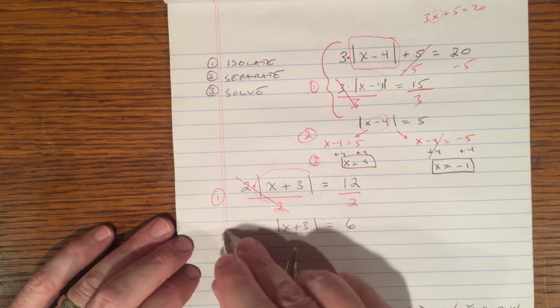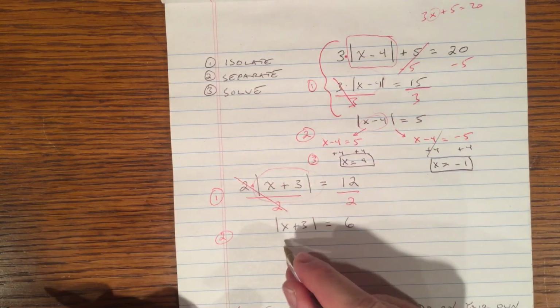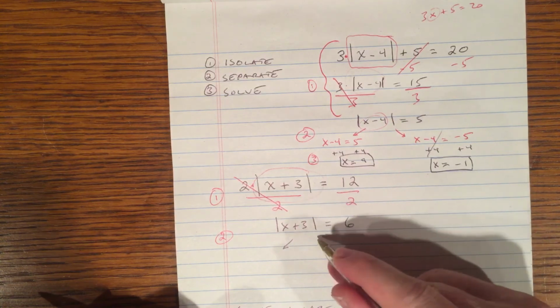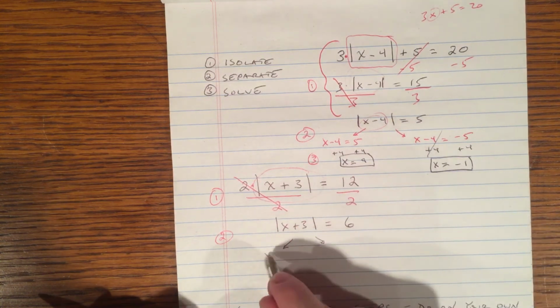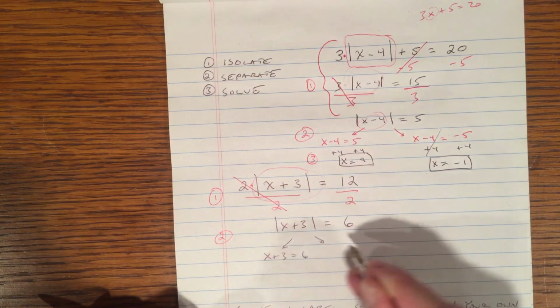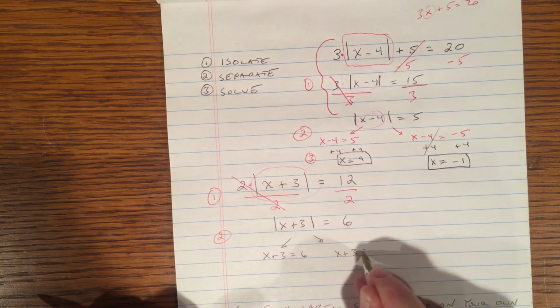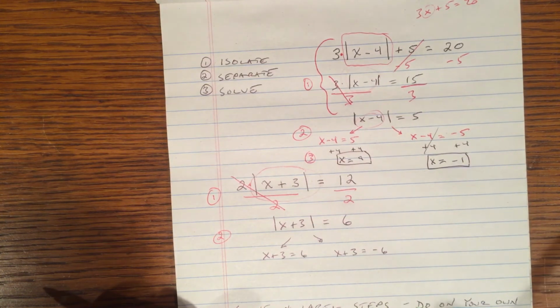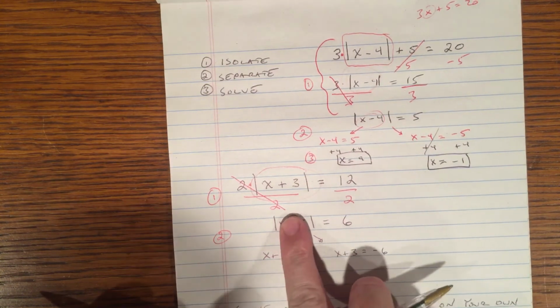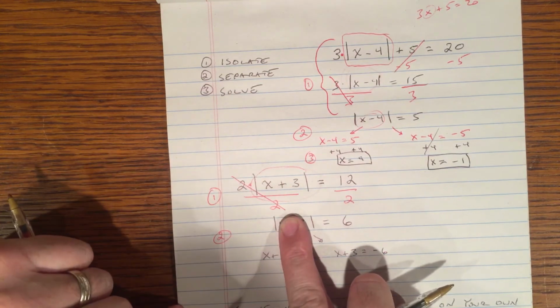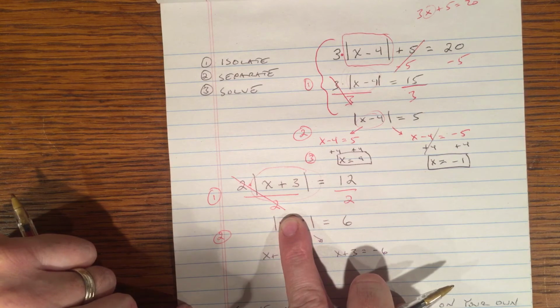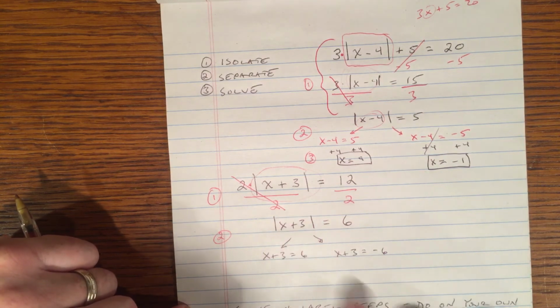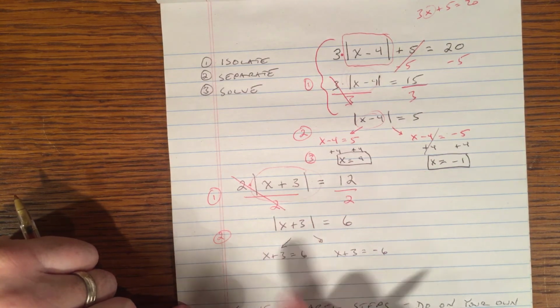Step 2 now is to separate this into 2 equations, either x plus 3 equals 6 or x plus 3 equals negative 6, because that's what could be inside here. I could have negative 6 or positive 6 inside those absolute value brackets. Either one of those values gives me 6. So I need to figure out when that's going to happen.